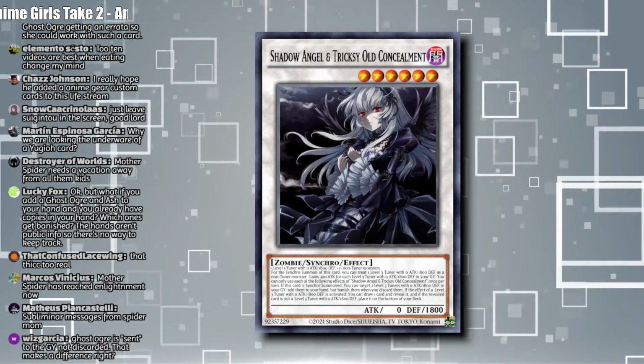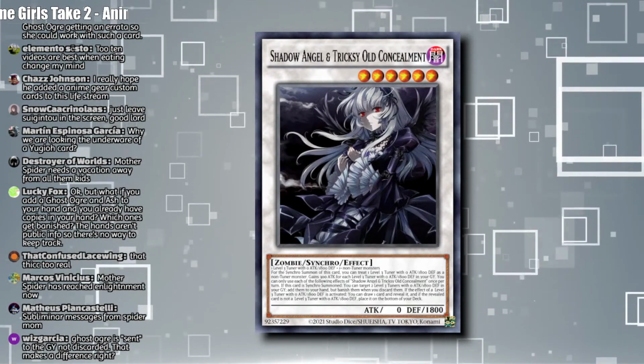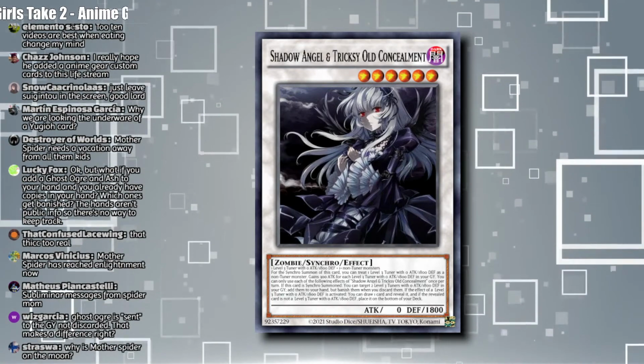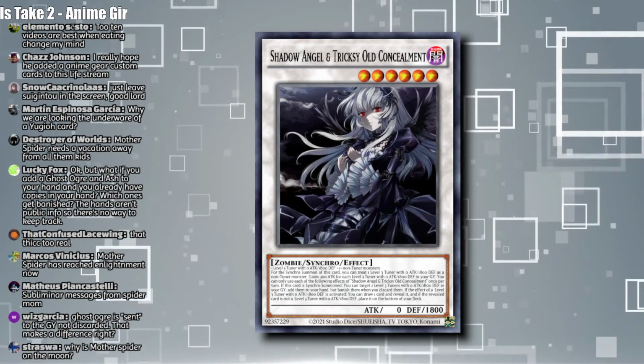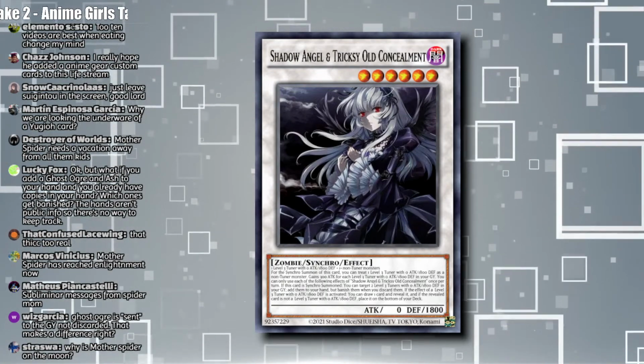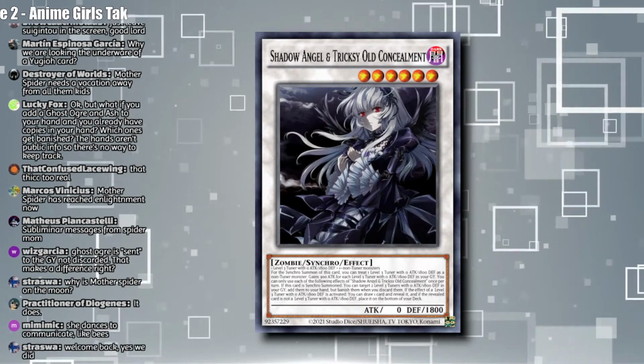Ghost Ogre is sent to the graveyard, not discarded. That makes a difference, right? Face up on the field. You can send this card from your hand or field to the graveyard. No. It still wouldn't be able to activate its effect under like a Macrocosmos.